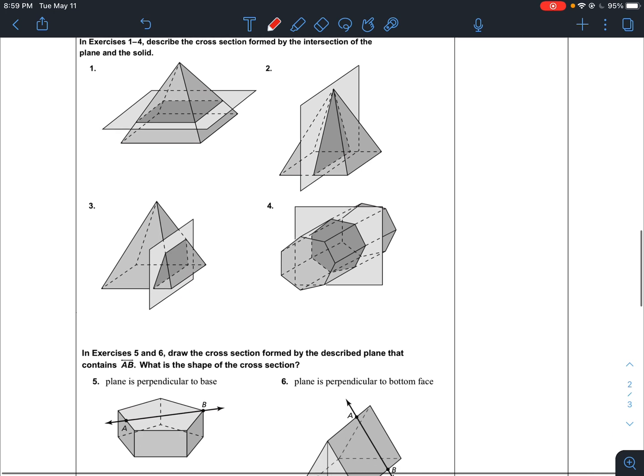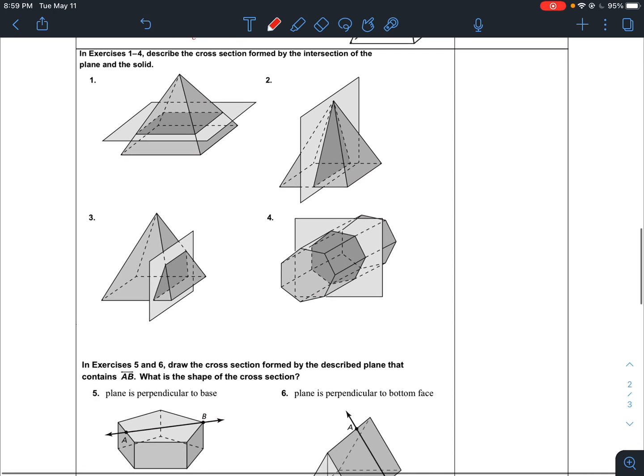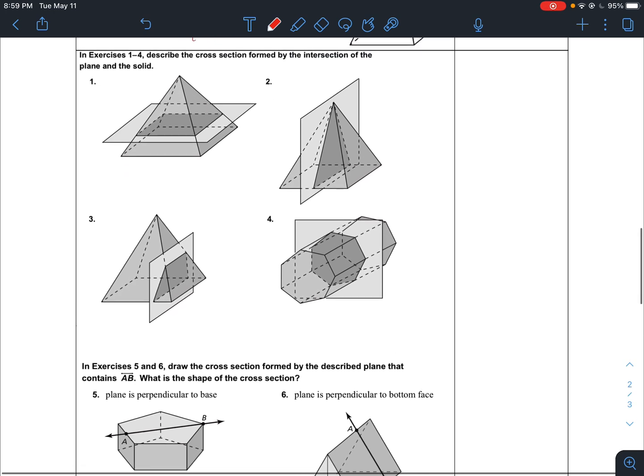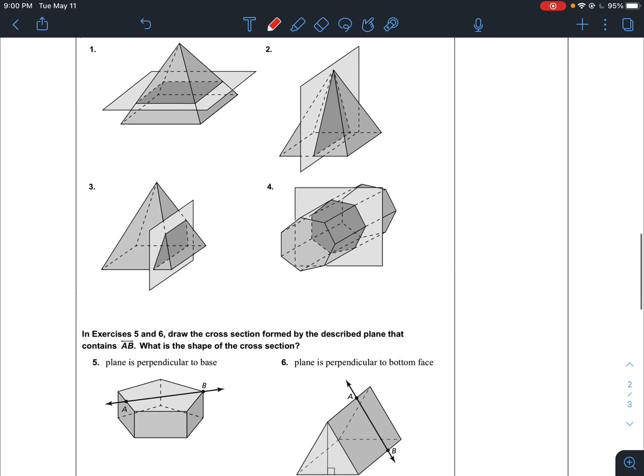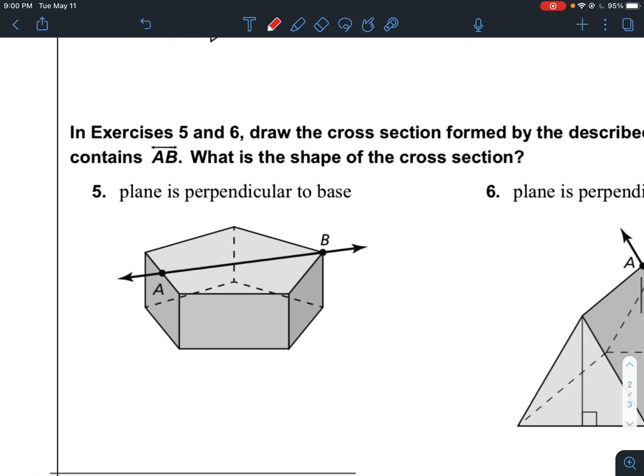Now you can go through these problems right here. Again, identify the shape of the intersection for these ones, and then you can draw the intersections here. Well, I think you guys can do these ones. I can at least show you how to draw something like right here.